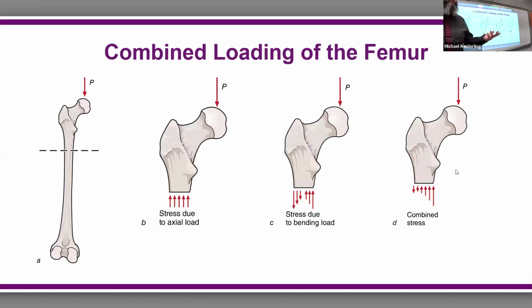So here's an example with the femur. There's an axial load from the stress, but there's also a bending effect from this force that's applied off center. So there's a stress due to the axial load, there's a stress due to the bending load, and the combined stress looks something like this. For combined loading, you basically just add up the stresses from the various sorts of loads involved. I'm not going to have you do any detailed calculations.